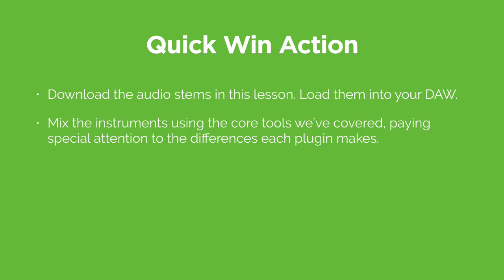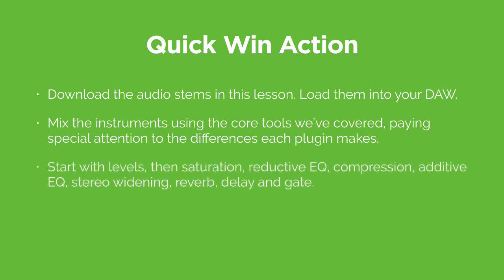We're going to cover signal path in the next module, but here's a hint to it. Start by mixing the levels, then add saturation if needs be, and remember, always have a reason for adding plugins, don't just add them for the sake of it. Then equalize the signal, removing any unwanted frequencies. Then add some compression, perhaps some additive EQ to boost some frequencies after the compression. And then, if you wanted, add some stereo widening, reverb, delay, and gate.